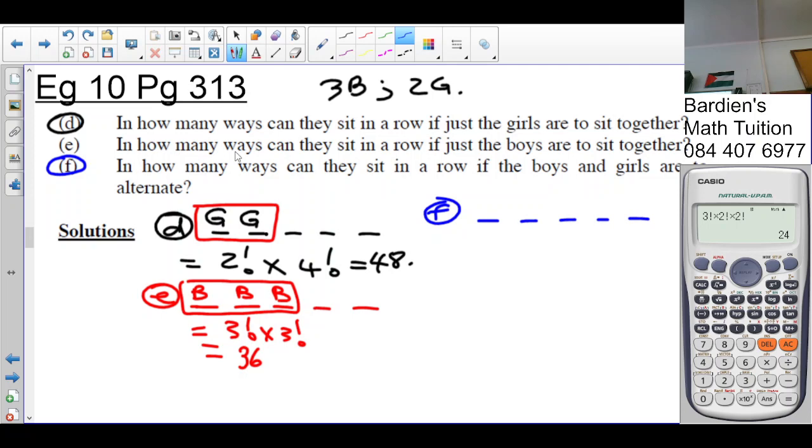Can I start off with the girl? Why not? Somebody saying yes, so let's do. Girl, then what must this be? And then this must be a girl, and this here, and this one. Are you alternating? No. So you can't actually start off with a girl. There's not enough girls to alternate. Okay. So let's go. It must start off with a boy, then a girl, then a boy, then a girl, then a boy.